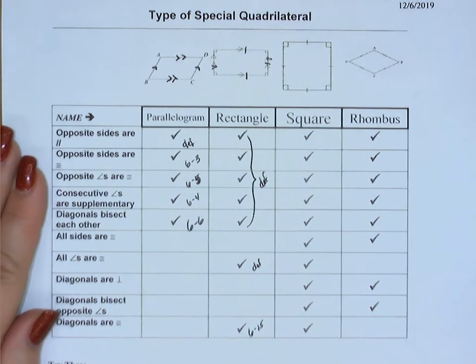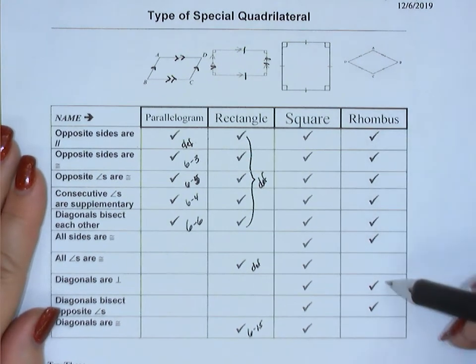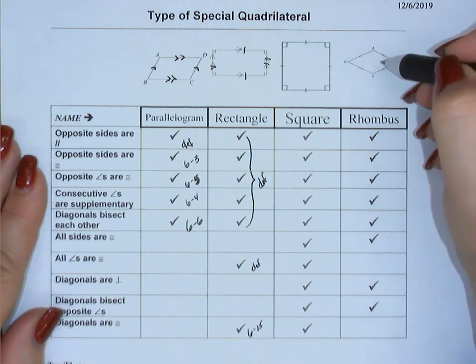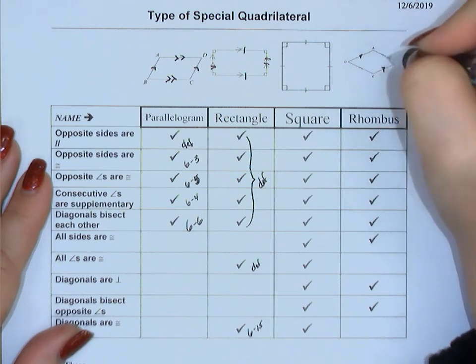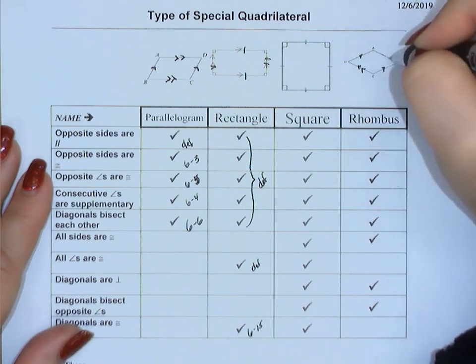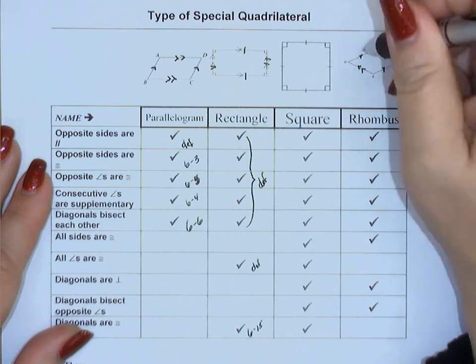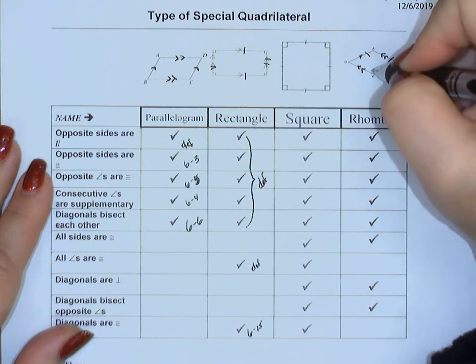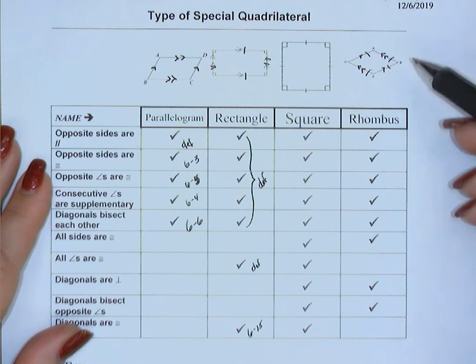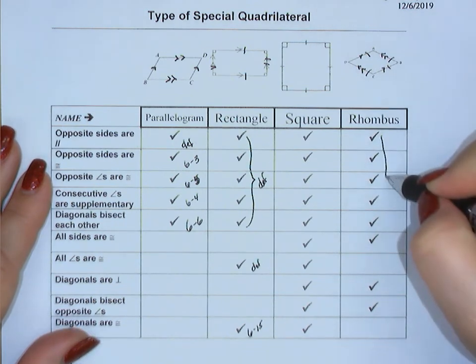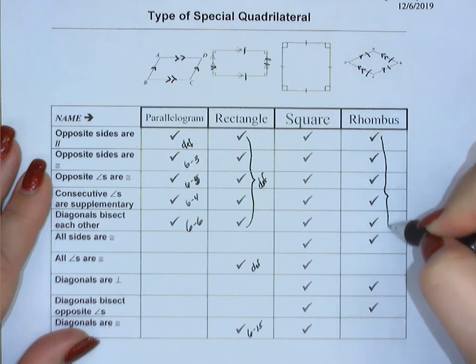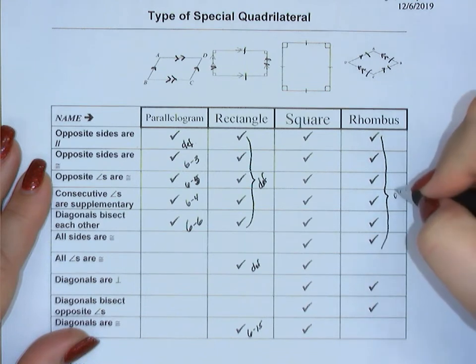Now, I want to go to a rhombus because it has fewer things checked on it. A rhombus is defined as a parallelogram with all of its sides. So we have to mark that they're parallel. And then all of its sides are congruent, which means they're all the same length. So parallelogram, these first features, are all the definition.